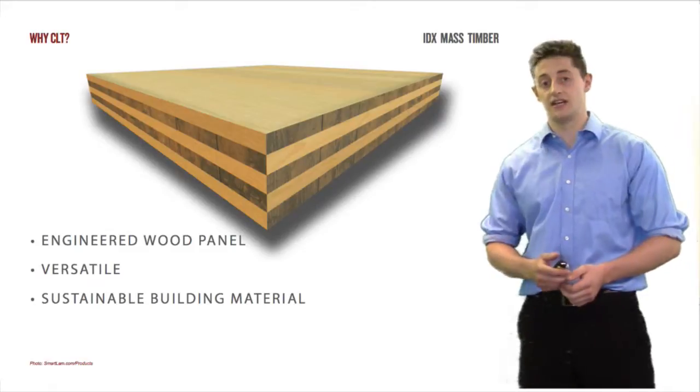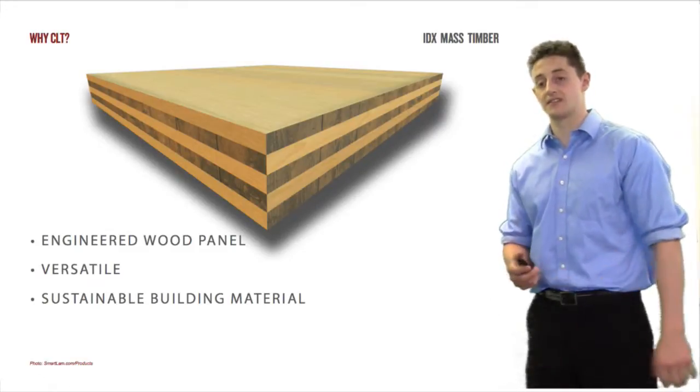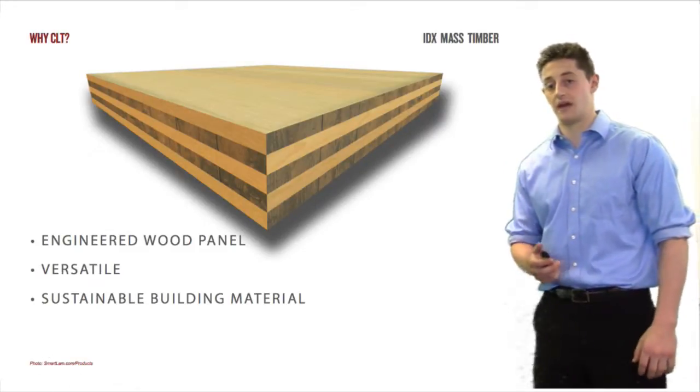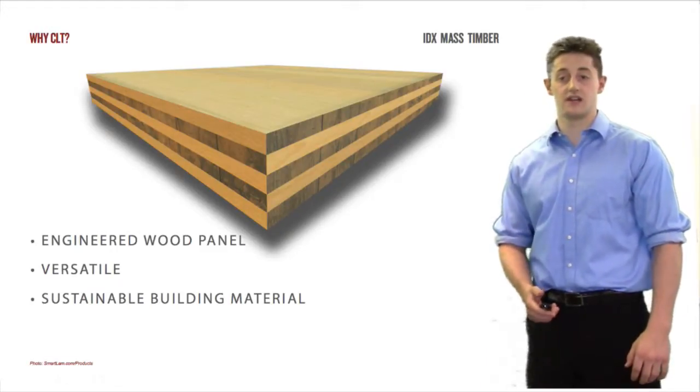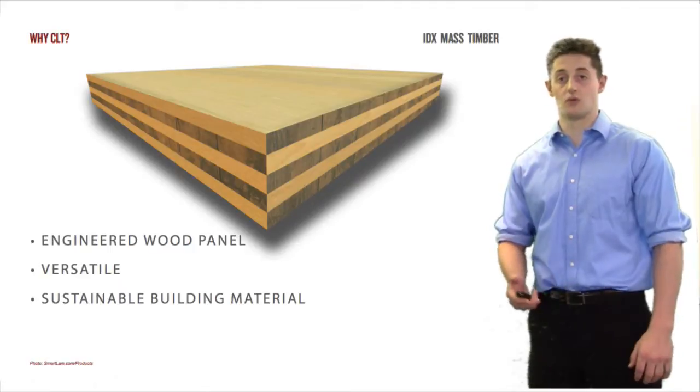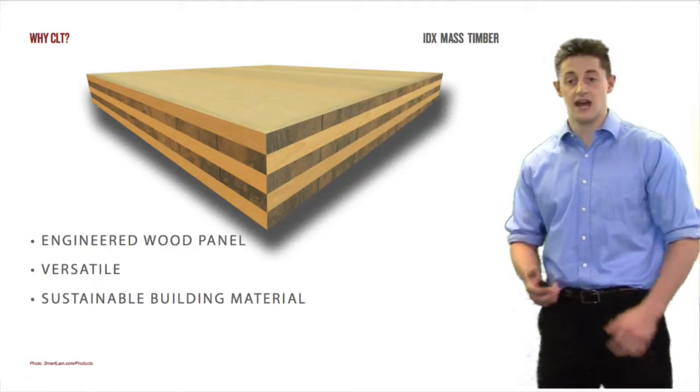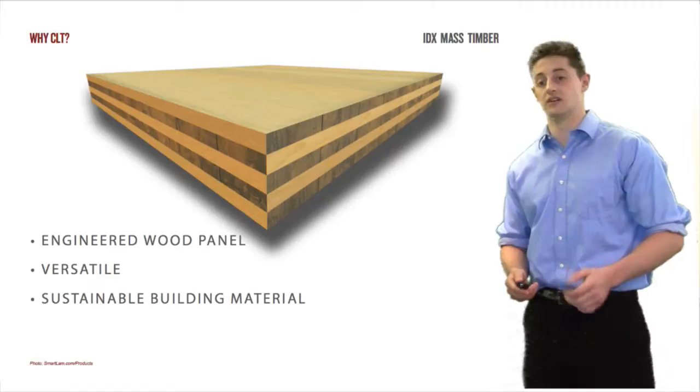And this allows CLT to use the strong axis of the dimensional lumber in both directions of the panel, which makes the CLT panels extremely versatile. They can be used as wall systems as well as roof systems and floor systems. And really an entire building can be built just from CLT.